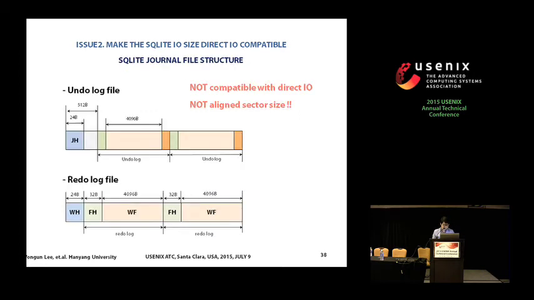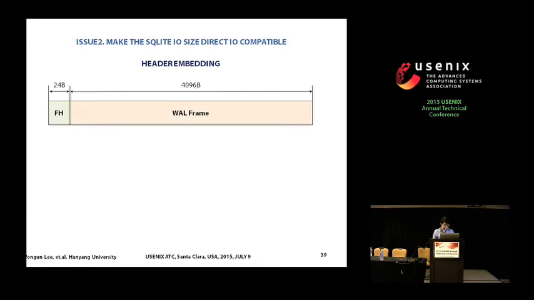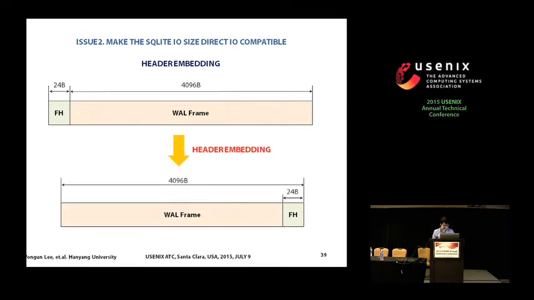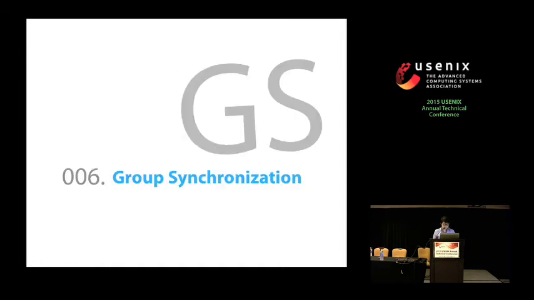But the problem is that in SQLite, neither the WAL structure nor the undo log structure is compatible with direct I/O, and they are not sector and block size aligned either. In order to solve the problem, we implemented a header embedding scheme in the WAL structure. We placed the frame header at the end of a WAL frame.